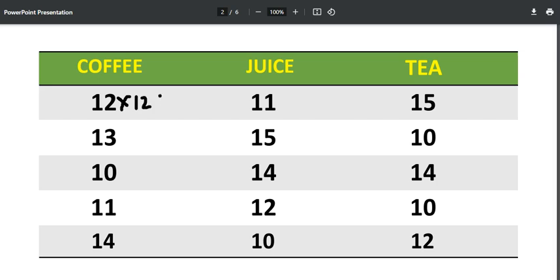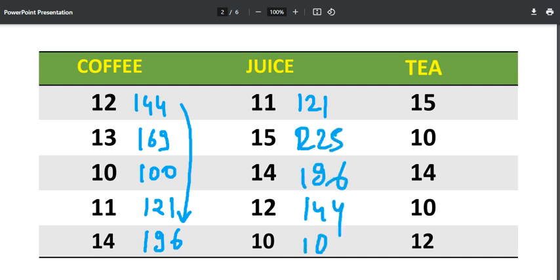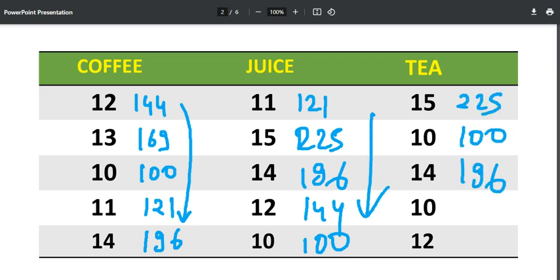12 into 12 is equal to 144. You will simply write 144 over here. You will write 169. We are doing nothing, no rocket science. We are just squaring. This is 121 and this is 196. Now you have to simply add all these: 121, 225, 196, 144, 100. We are just squaring these values and getting the answers by adding all these.